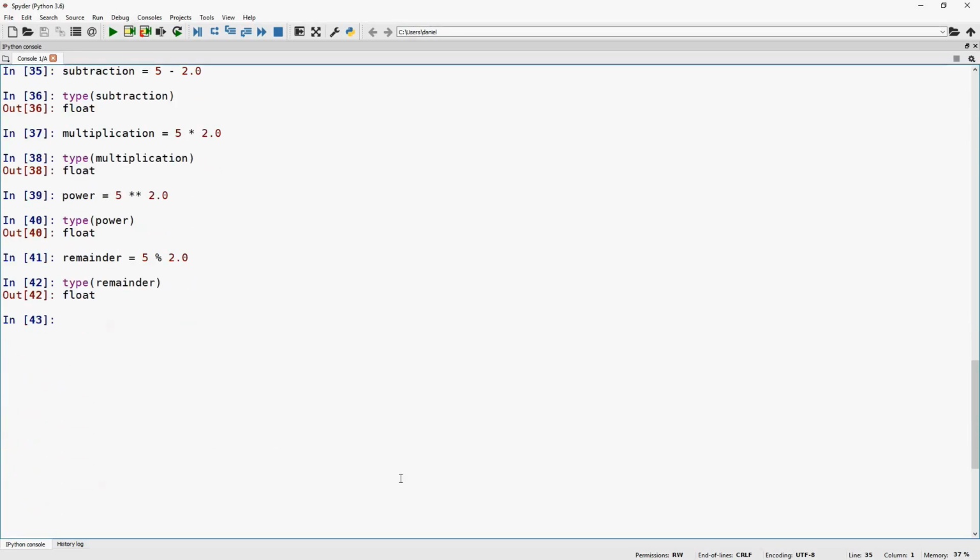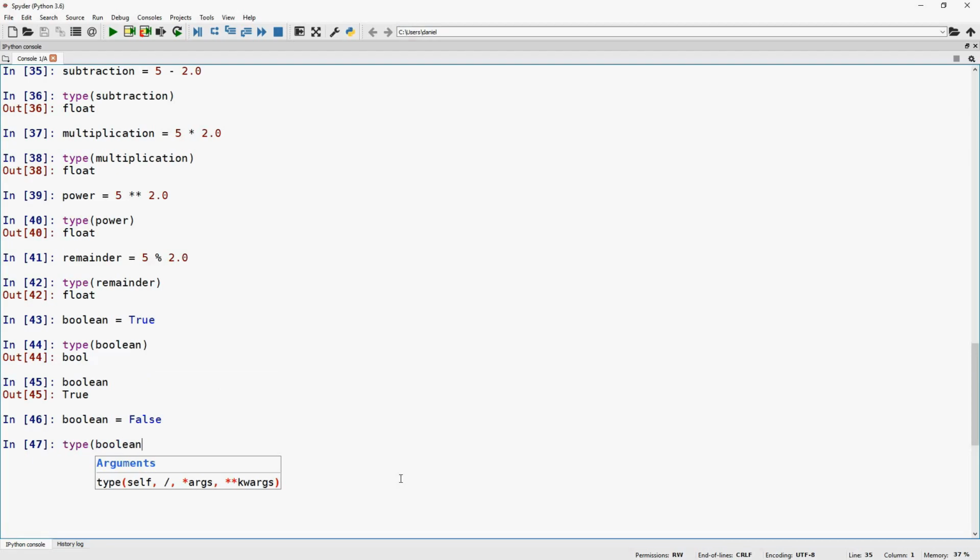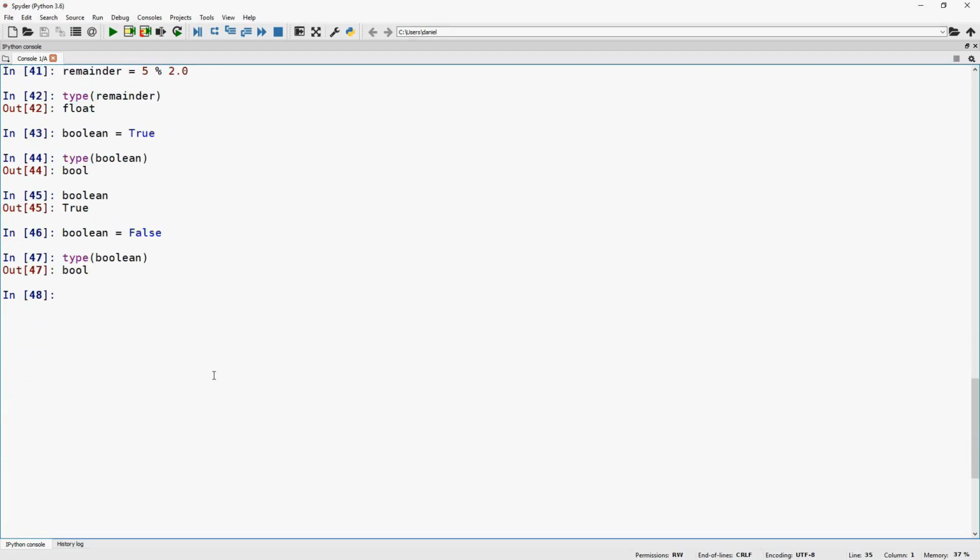Our last type for today is the Boolean type. We can create a Boolean by assigning a name to true or false. A Boolean value is used to make decisions in our code. It decides if something is true or false.